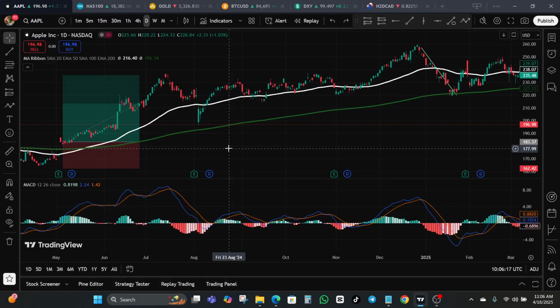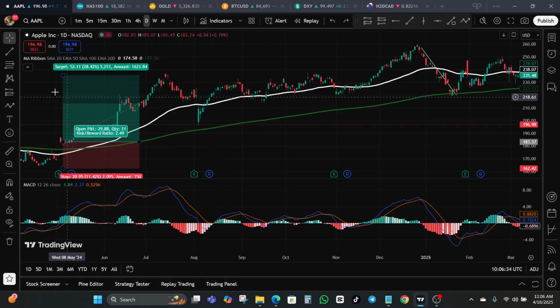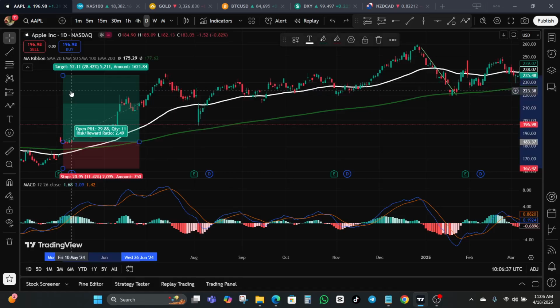Also, remember that part of risk management is knowing when to take profits. It's tempting to let a winning trade run, but you should have a clear exit strategy in place to lock in your profits once the stock hits your target. Setting a take profit order can help you stay disciplined and prevent greed from taking over.